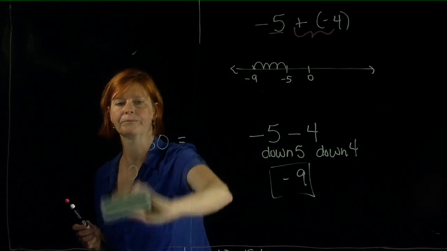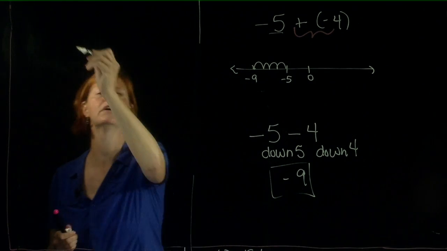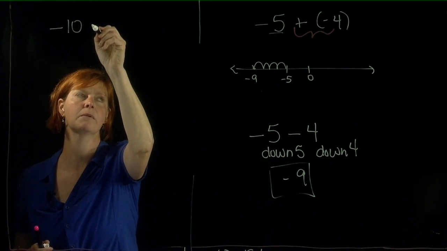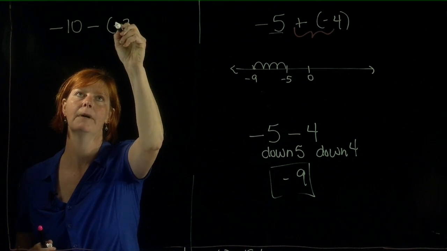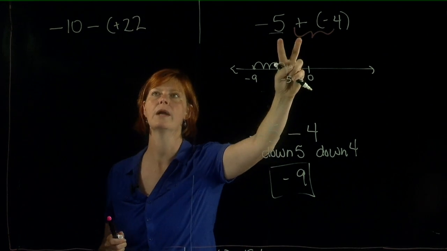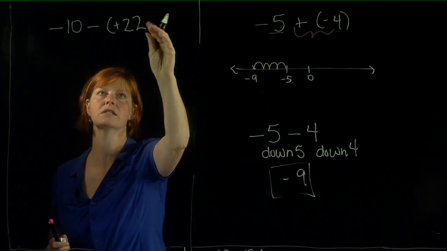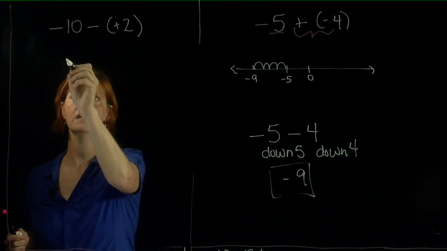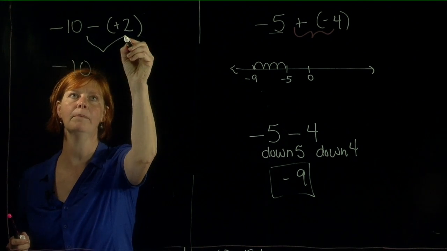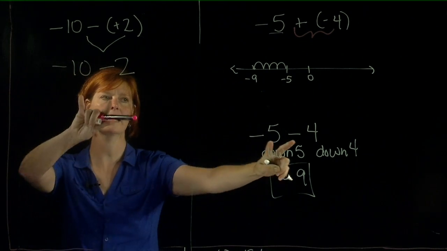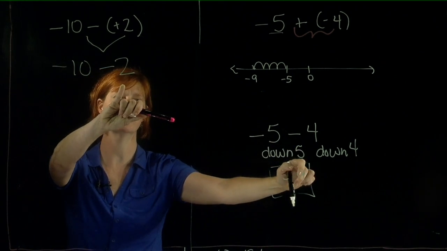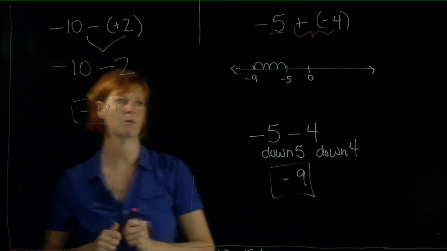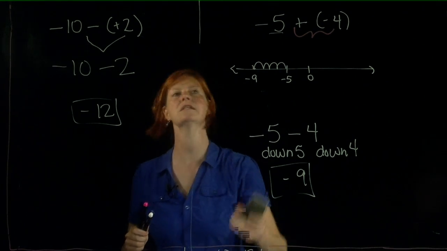Let's do another one over here. This time I'm going to have -10, and this time I'm going to go minus a +2, just to show you that plus a minus and minus a plus are the same thing. Okay, -10, clean this up, make it a subtract 2. It's the same type of problem. You're down 10, down 2 more. Where are you at? You're at down 12.